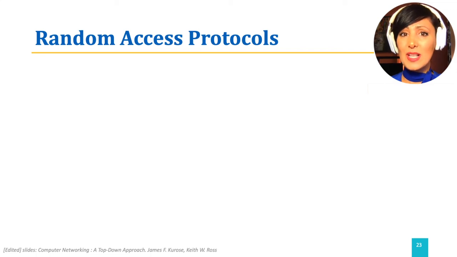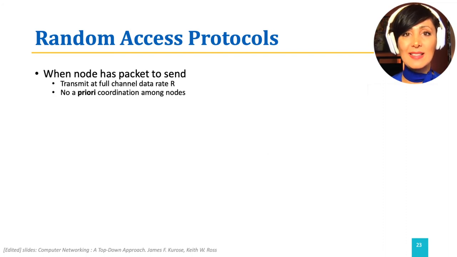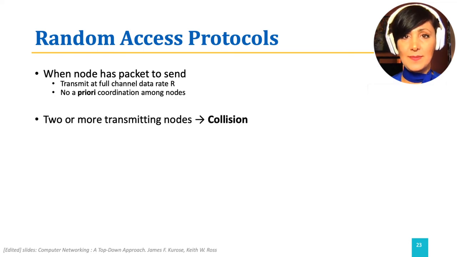Random access protocols are another class of multiple access protocols. In random access protocols, when a node has packets to send, it transmits them at full channel data rate, which we define as R. It neither coordinates with other nodes, nor uses a pre-assigned time slot, frequency, code, or any type of assignment. So, as you may have guessed, this may cause collisions. When two or more nodes transmit at the same time, collisions happen.